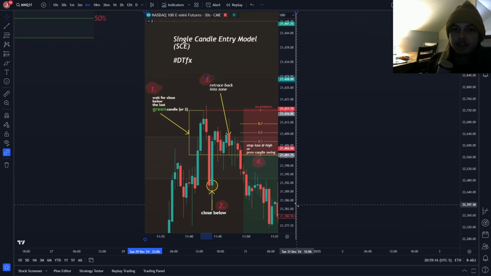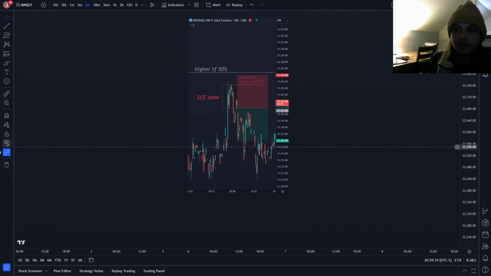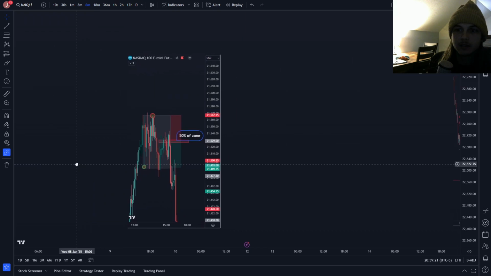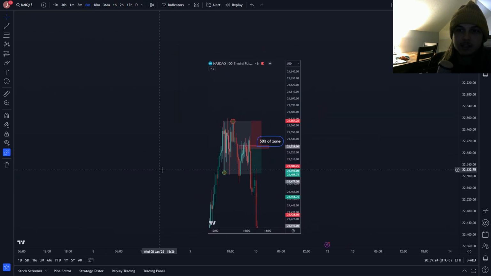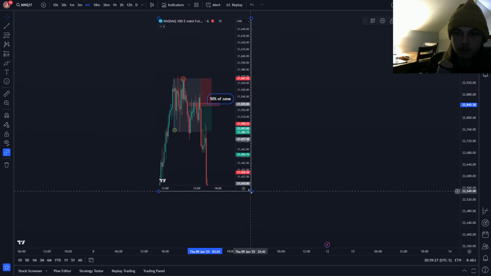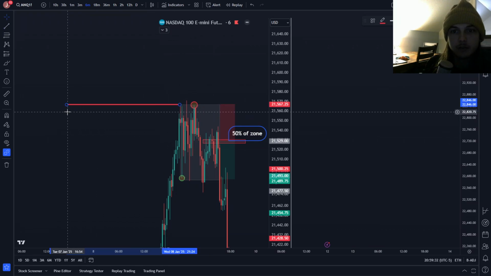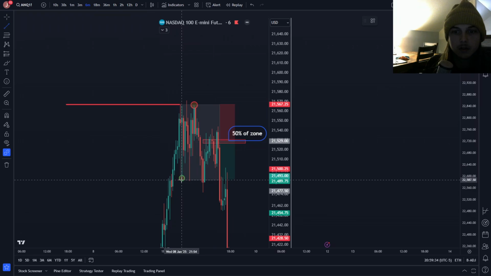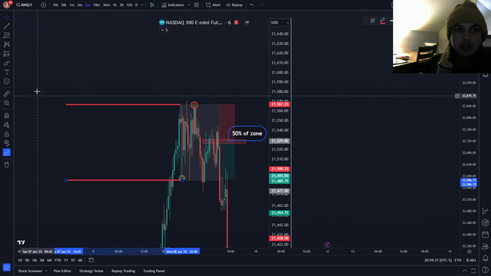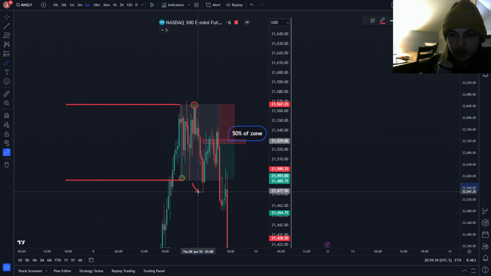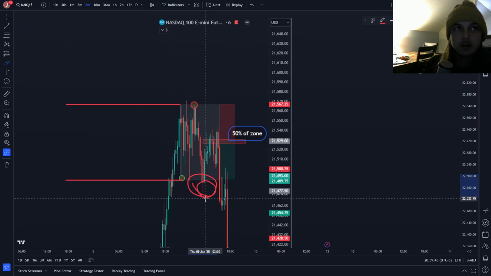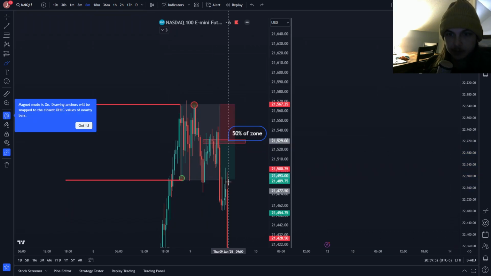So we have this. That's a complicated one. Let's start with this. So we have this zone, which is basically from here to here. Once we close below it right here, and we shoot back up, we're looking for shorts.